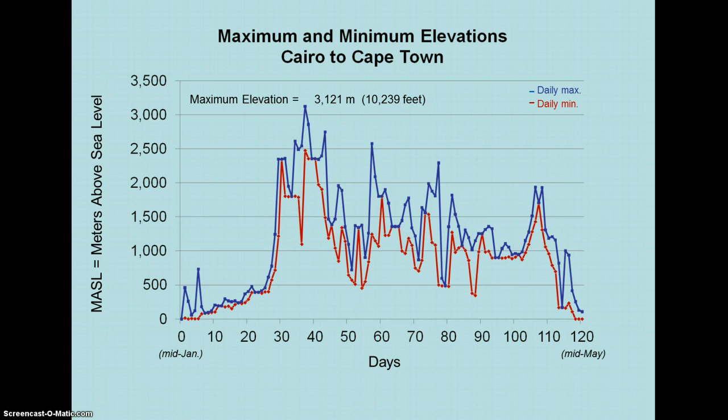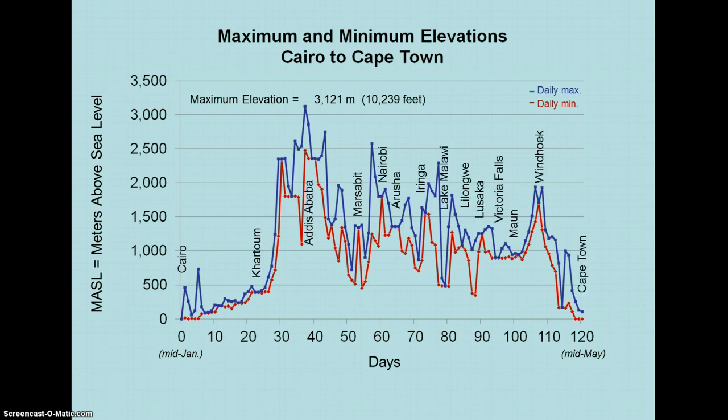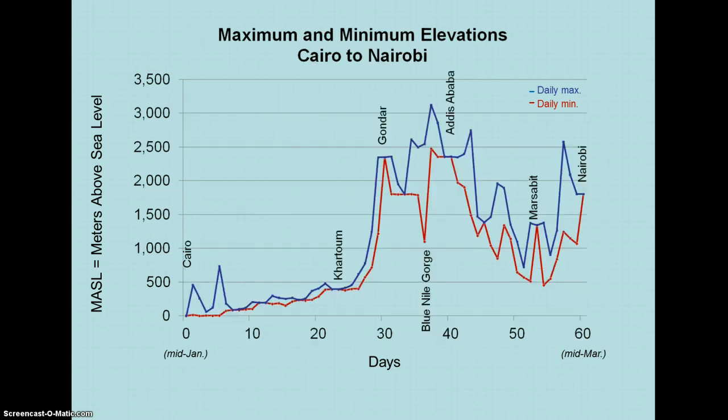If we expand out this chart into 2 different charts, here we can see from Cairo to Cape Town again with a little more data put in it. And I'll expand it to 2 different charts. This chart goes for 60 days from Cairo to Nairobi. Nairobi is about a mile high, like Denver. And you can see that certain cities like Addis Ababa, Gondar, high elevation cities.